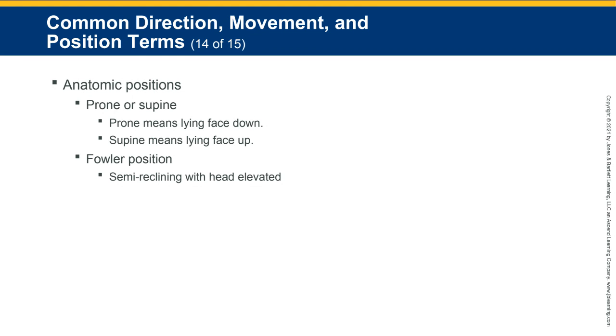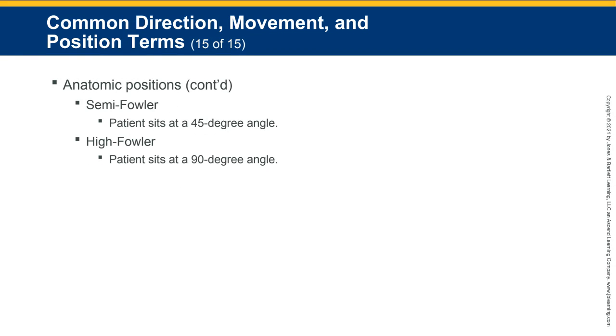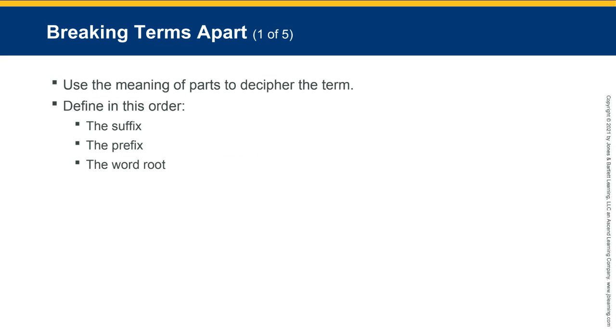Fowler's position is a sitting position, and it can be high Fowler's or semi-Fowler's. If it's semi-Fowler's, the patient sits at a 45-degree angle. If it's high Fowler's, the patient sits at a 90-degree angle.